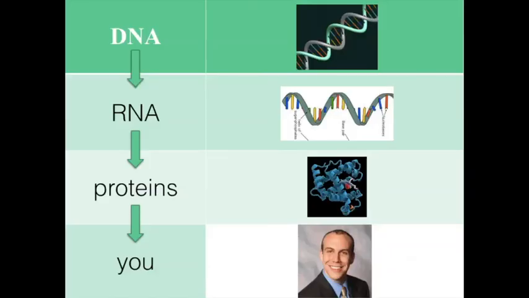To summarize, genes program protein synthesis via the genetic messenger RNA. The molecular chain of command in a cell is DNA to RNA to protein, and this is referred to as the central dogma of biology.